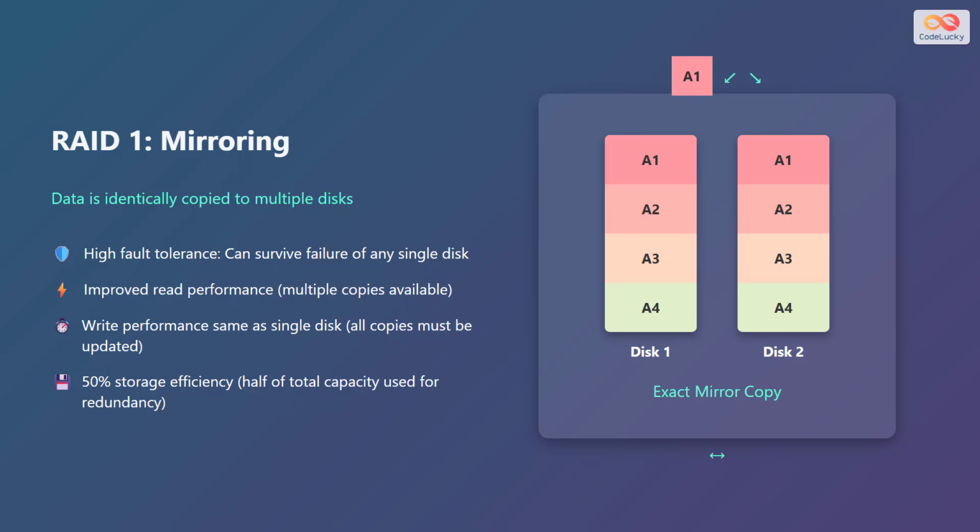Next up is RAID 1, which implements mirroring. In RAID 1, data is identically copied onto multiple disks. This provides high fault tolerance because if one disk fails, the other disk contains an exact copy of the data. Reads are also improved because data can be read from multiple disks simultaneously. The write performance is the same as a single disk since all copies must be updated. You get 50% storage efficiency, as half of the total capacity is used for redundancy. It is a suitable choice for applications where data protection is paramount, such as operating systems or critical applications.